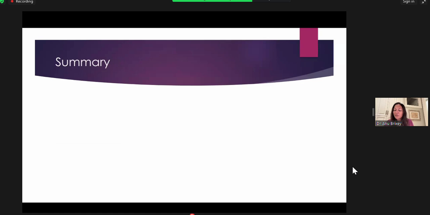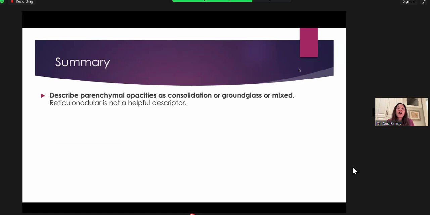So in summary, and I apologize for going a few minutes over. So let's see here. Let me bring this over here. So when you describe opacities, you're going to describe them as either consolidative or ground glass or mixed. You don't want to use the word reticulonodular. That's not a helpful descriptor.